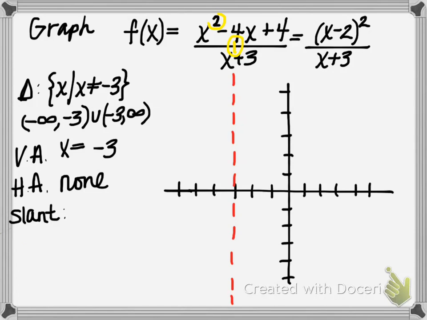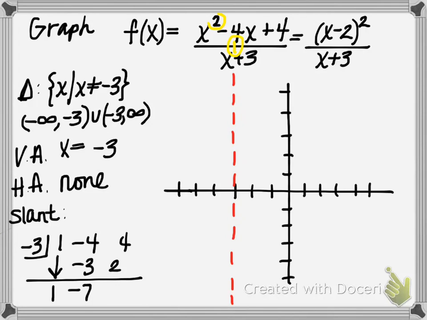Because I'm dividing by x plus 3, I'll have negative 3 out in the box. And my coefficients are 1, negative 4, and 4. Remember, you would need to include a 0 if you were missing a term. So synthetically divide: bring down the 1, multiply by the negative 3, and then add, and multiply, and add. So 25 would be my remainder, but the remainder is insignificant in this case because the slant asymptote is just impacting the far ends of the graph as x gets really, really big and really, really small.